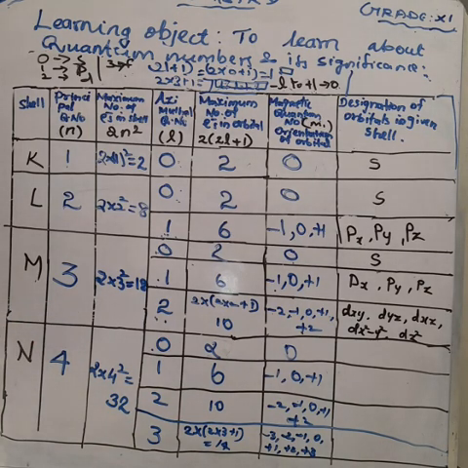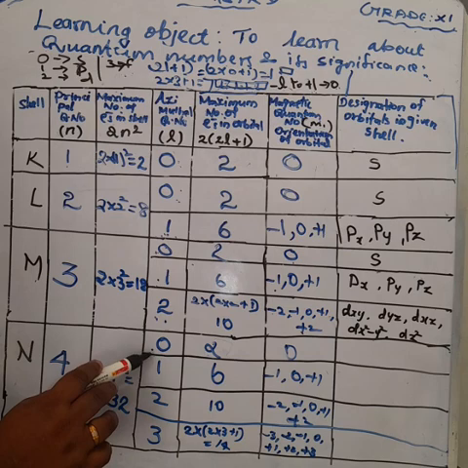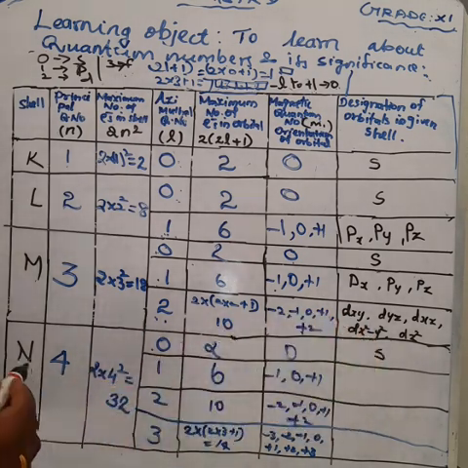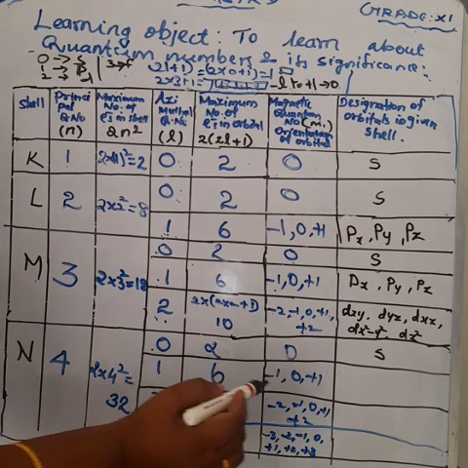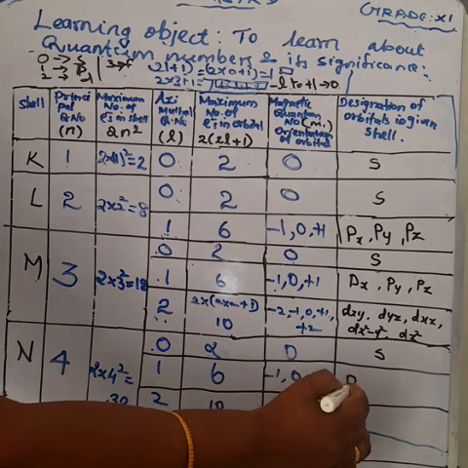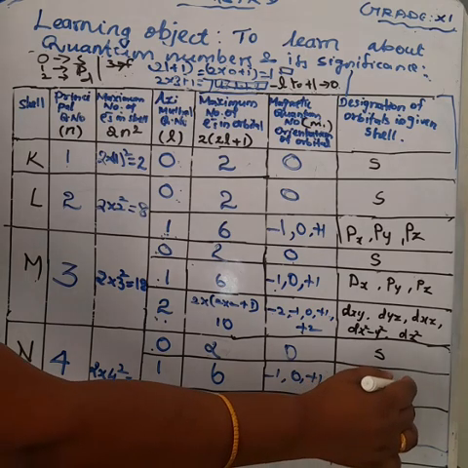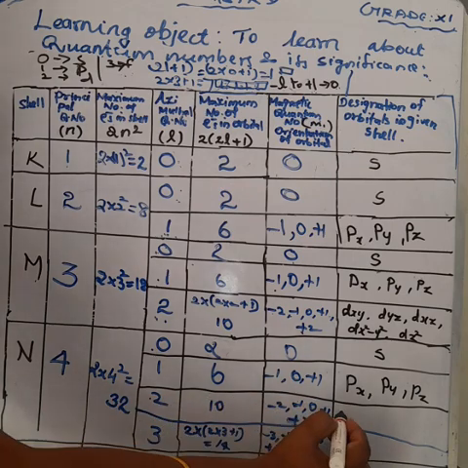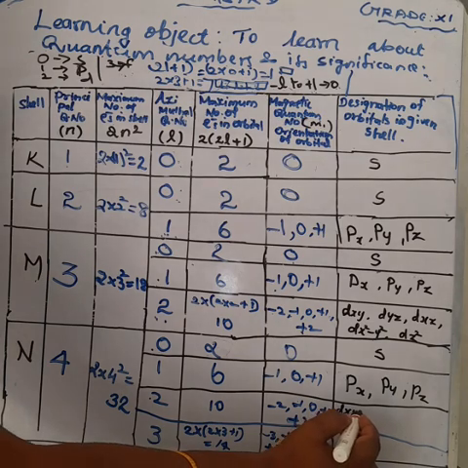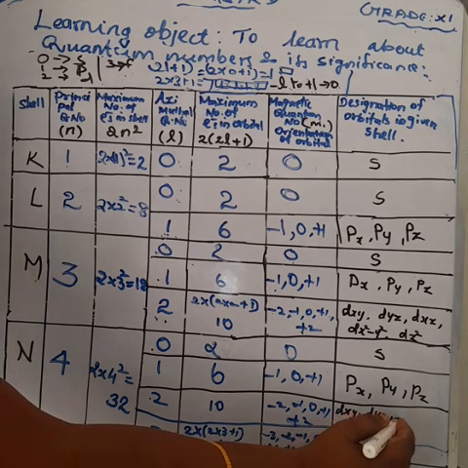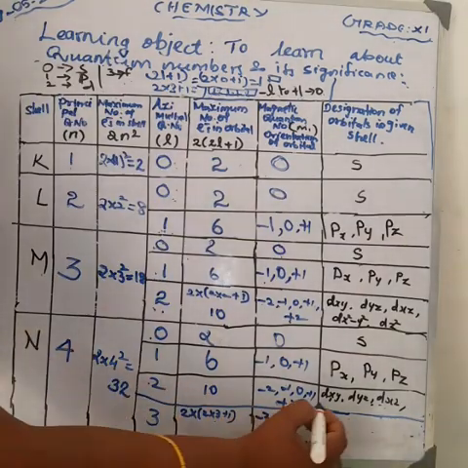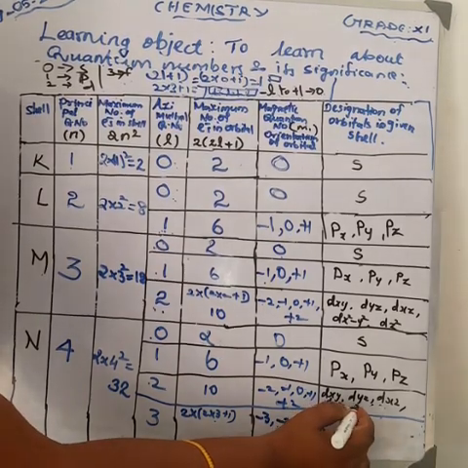Understood? And to recap: n value 0 means s orbital, only one orientation, and 1 means p orbital, 3 orientations: px, py, pz, and 2 means d orbital. L equal to 2 means d orbital. D has how many orientations? 5 orientations. What are the 5 orientations? dxy, dyz, dxz, dx square minus y square, and dz square.